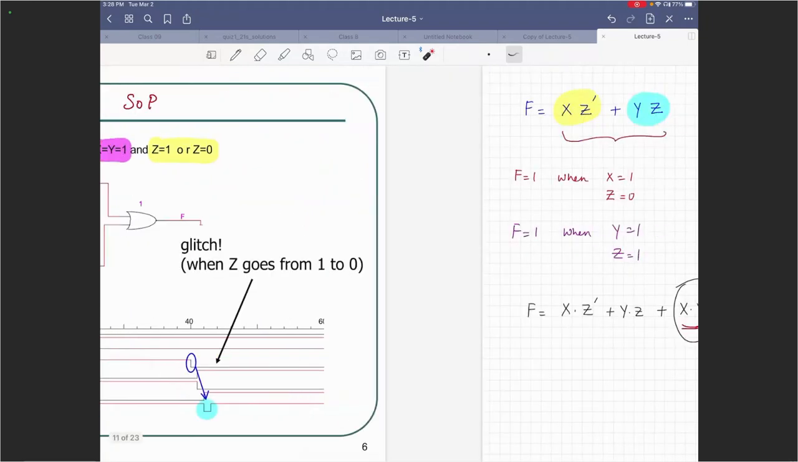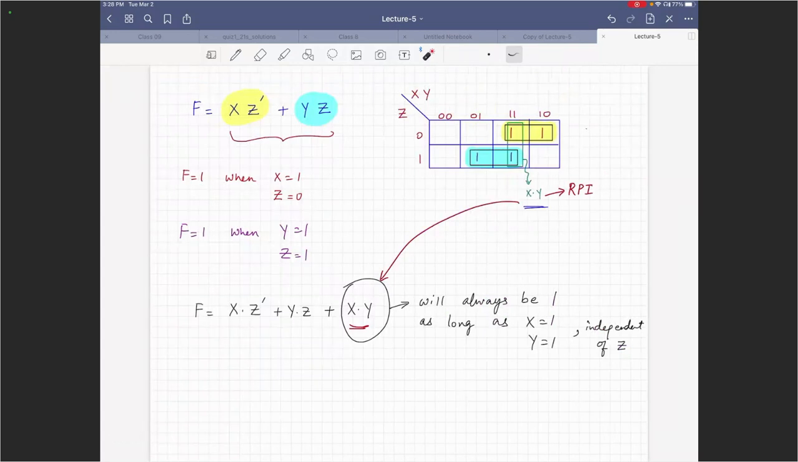Let's move forward. So we have identified the redundant prime implicant for the same function. We have added it to our initial essential prime implicants. And this redundant prime implicant here will take care of Z changing from 1 to 0. Because as long as X is 1 and Y is 1, X and Y will be a 1. So no matter what happens here, this guy will be a 1. 1 or anything is a 1. Questions about this?